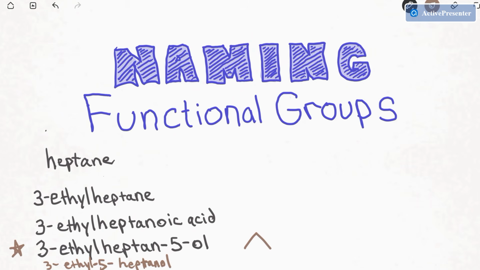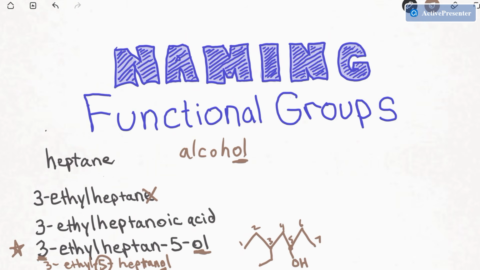So we have our heptane, 1, 2, 3, 4, 5, 6, 7. And we know there's an ethyl group at carbon number 3. So here's the ethyl group. And then carbon number 5 has to do with this new ending, the ol. Because see, we dropped the E from the heptane and we put OL instead. So what does that mean? Well, if it's ol, that's the ending of alcohol, isn't it? So that's what the ol ending means. So at carbon number 5, we're going to have an OH group, because alcohol means there's an OH functional group coming off of one of the carbons. Which carbon? Carbon number 5.